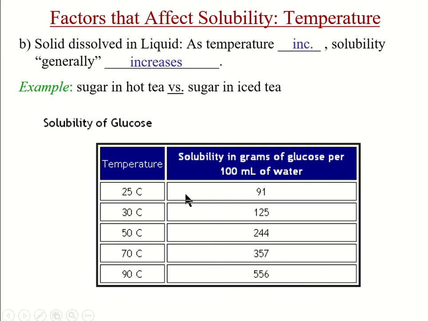When you have your cold tea, room temperature tea or ice cold tea, and you're trying to put the sugar in, you will not get as much sugar in, so therefore it won't be as sweet. If you use another substance like Sweet and Low or saccharin, it will dissolve better and make the tea sweeter.